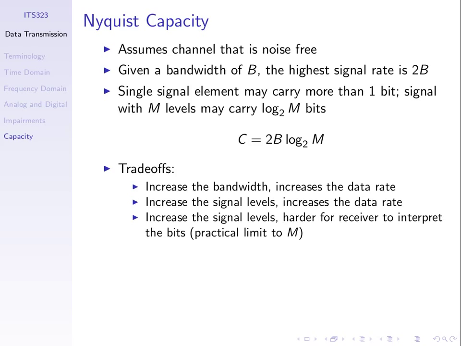In our previous examples, we had one with two levels, and then we moved up to four levels. So M was two, and then we changed to M being four. So the capacity is 2 times the bandwidth times log base 2 of the number of levels. This assumes that there's no noise in the channel, which is never true in practice. There's always noise present. But this is a simple model. If there was no noise, then this would give us a relationship between bandwidth, levels and data rate.